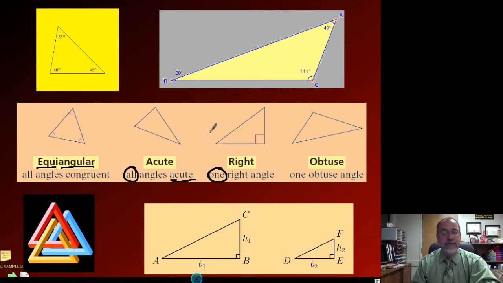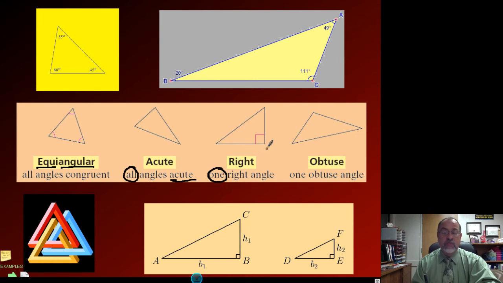Well, if you think about it, the triangle angle sum theorem says that all three angles add up to 180. If two of the angles are 90, that's 180 total. What's the third angle going to be? Well, it can't be 0, so there's no way to have more than one right angle in a triangle. So a right triangle has exactly one right angle.